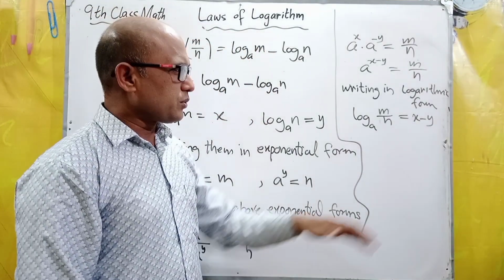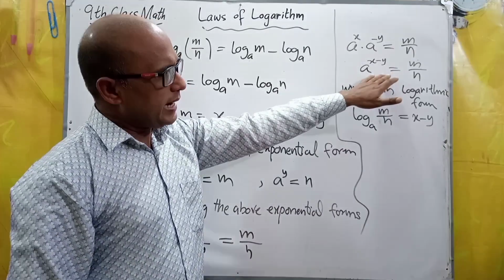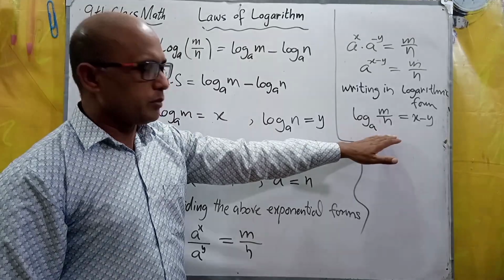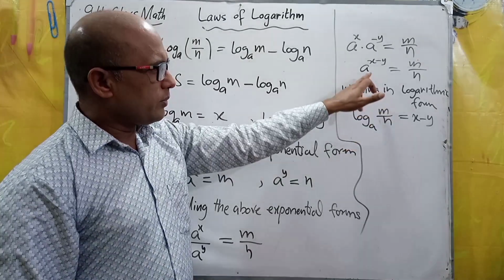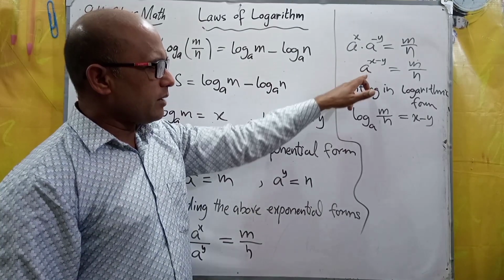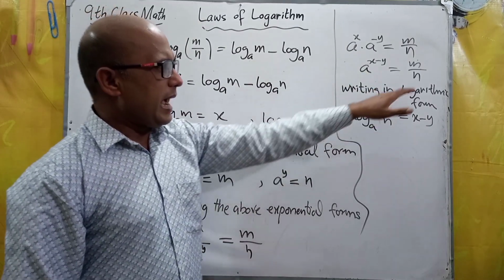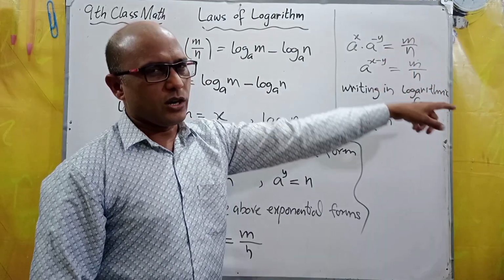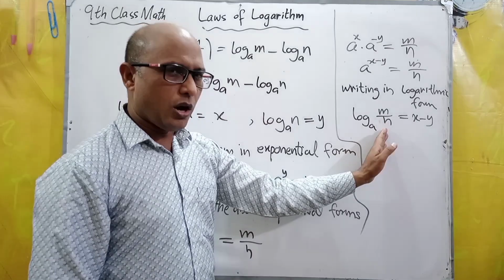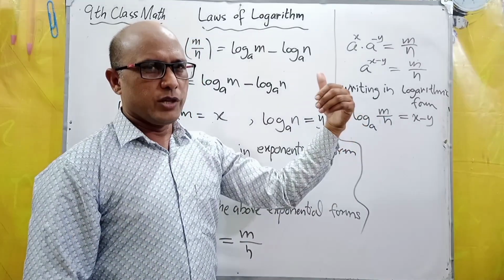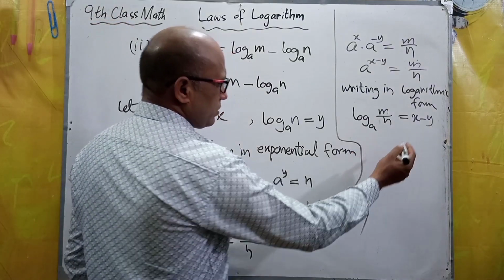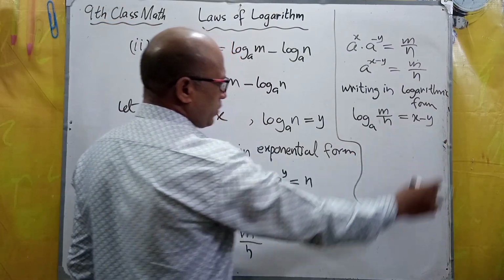You know it very well, students, how to write an exponential form into a logarithmic form. So this number, which is base number, will become base of log, and the number which is written on the right hand side will come along with the log. The exponent will move on the right hand side. So now look at this, x minus y.